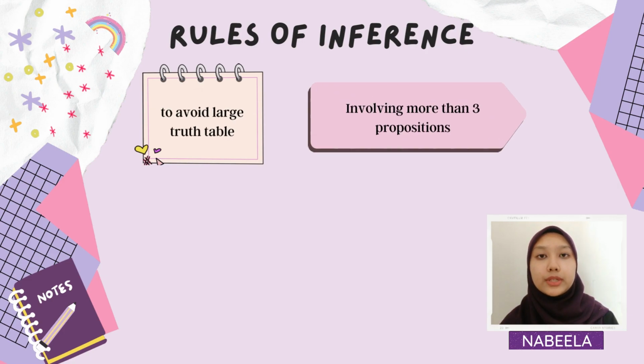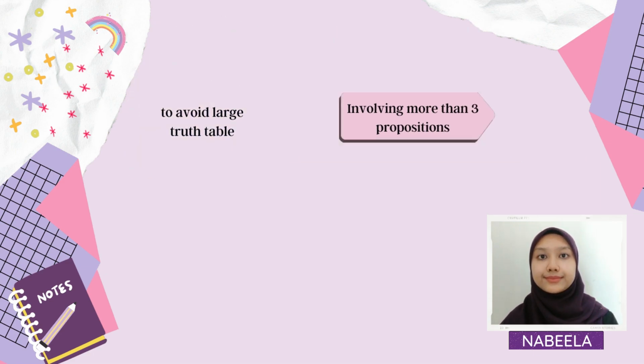Rules of inference will be used to avoid a large truth table and when the argument involves more than 3 propositions. There are 11 rules of inference and those rules are as follows.